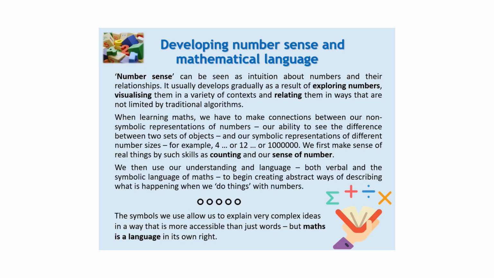Number sense can be seen as intuition about numbers and their relationships. It usually develops gradually as a result of exploring numbers, visualizing them in a variety of contexts, and relating them in ways that are not limited by traditional algorithms. When learning maths, we have to make connections between our non-symbolic representation of numbers, that is, our ability to see the difference between two sets of objects, and our symbolic representations of different number sizes, for example, 4 or 12 or 100,000. We first make sense of real things, such as counting and sense of number.